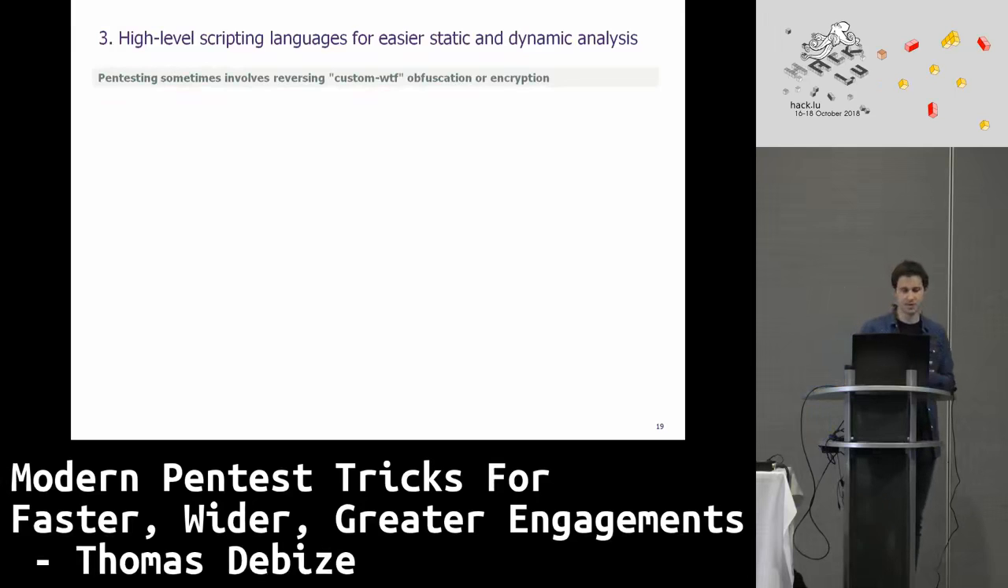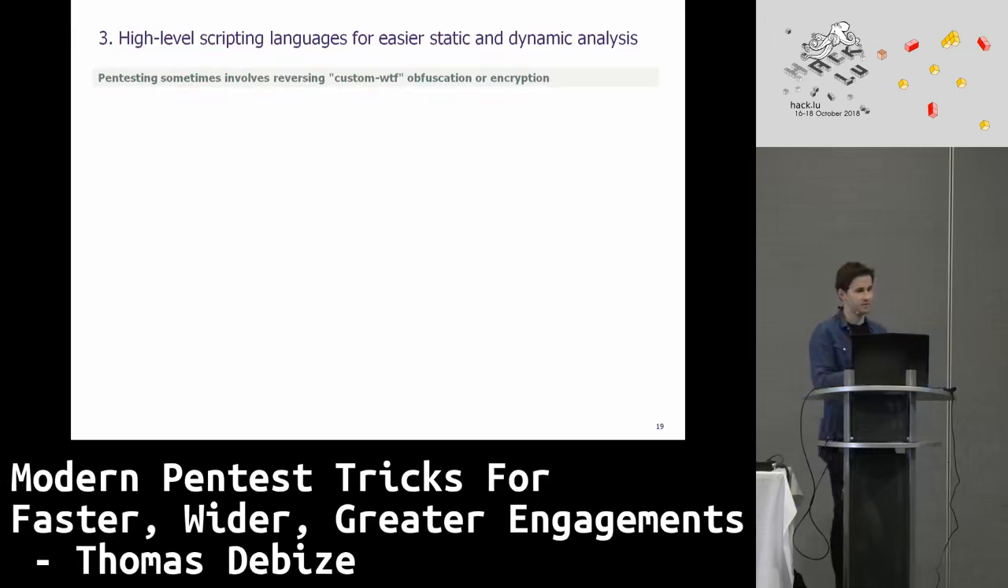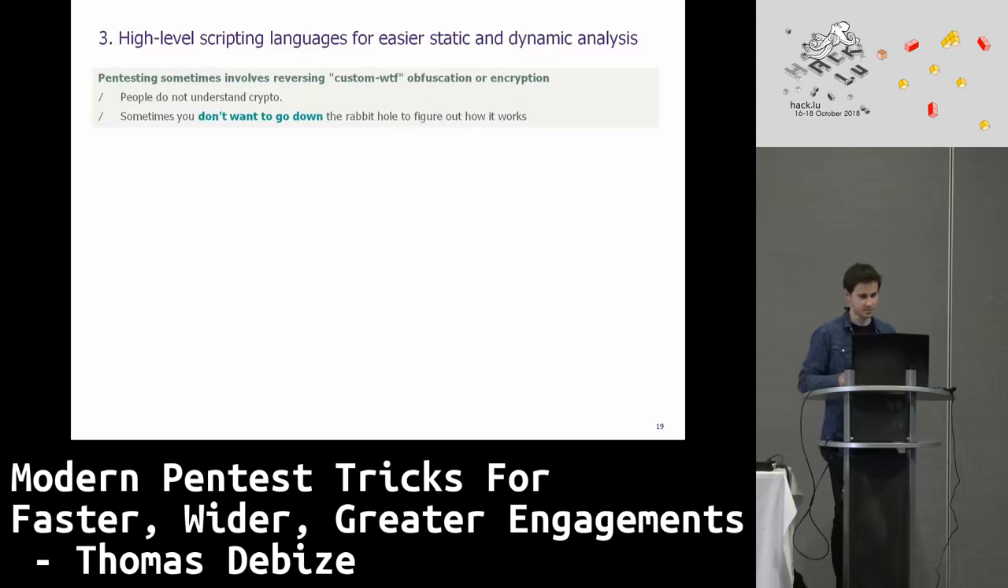Because pentesting sometimes involves some custom, what-the-fuck obfuscation or encryption. Why? Just because people do not understand crypto. That's a fact. And they reinvent the wheel every time. Sometimes you don't want to go down the rabbit hole to figure out what that custom, what-the-fuck crypto is doing and why it has been invented by some creepy people.